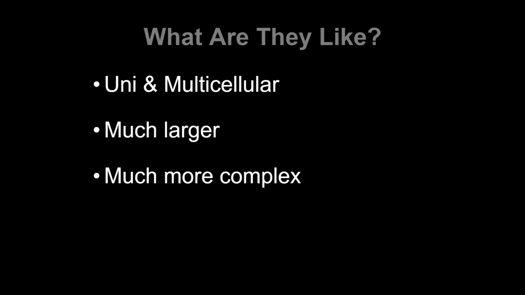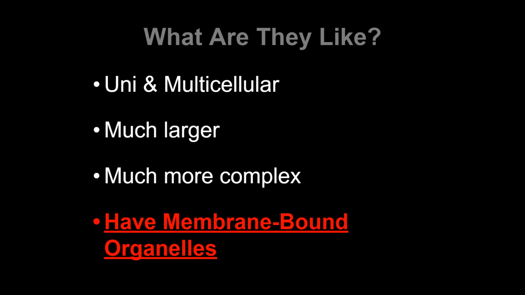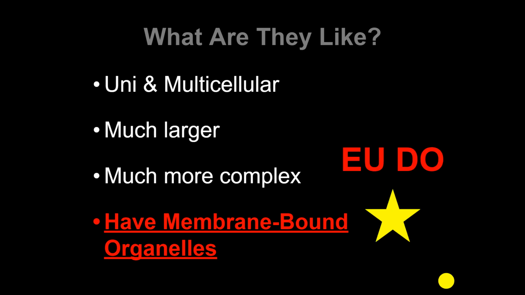Now, eukaryotes can be unicellular, like a paramecium, or multicellular, like a human. They're much larger, just in general, than prokaryotes. They're much more complex. And very importantly, they have membrane-bound organelles. So pro have no, you do.